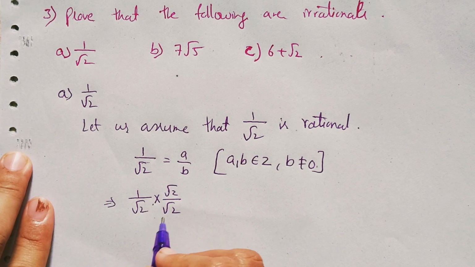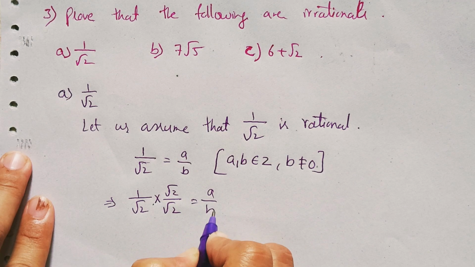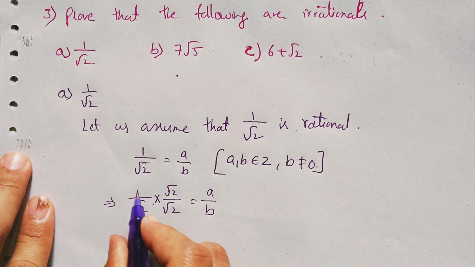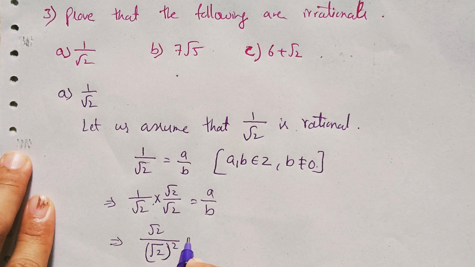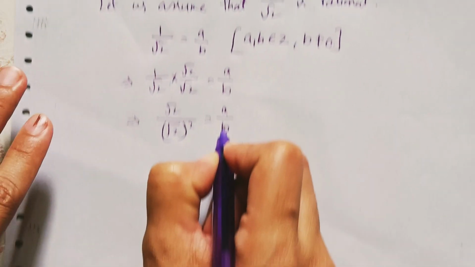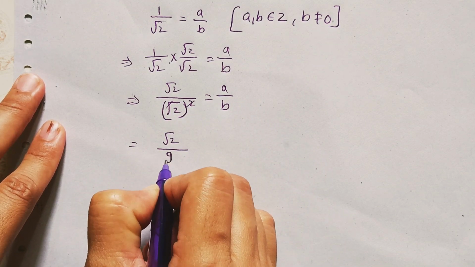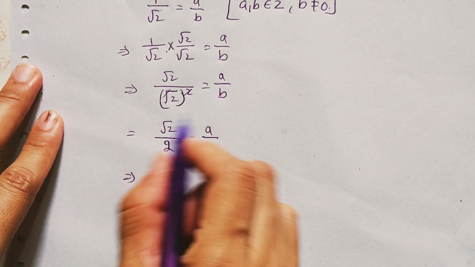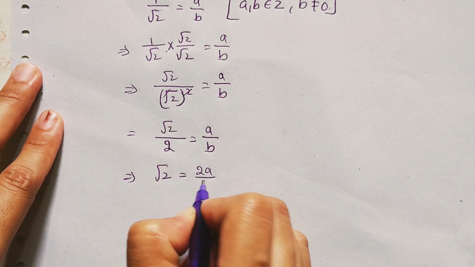Equal to a by b. Here just see the next step. Root 2 into 1 is root 2, divided by root 2 into root 2, which means 2. Again, I am writing root 2 by root 2 whole square equal to a by b. Here 2 and root 2 get cancelled, then root 2 by 2 equals a by b. Now I am sending this 2 to that side, then it becomes root 2 equal to 2a by b.